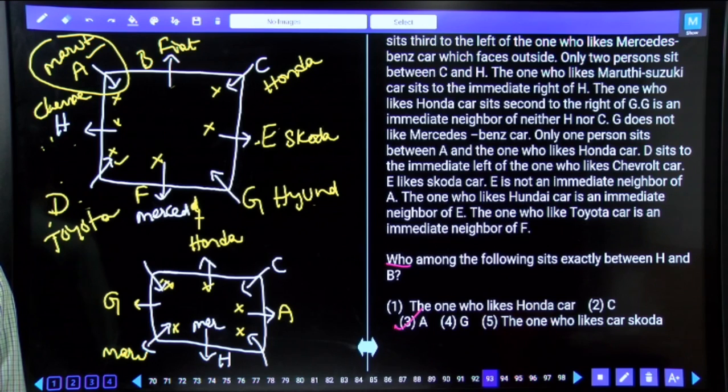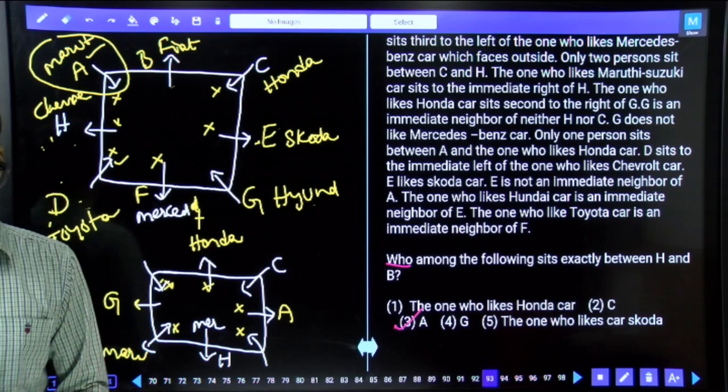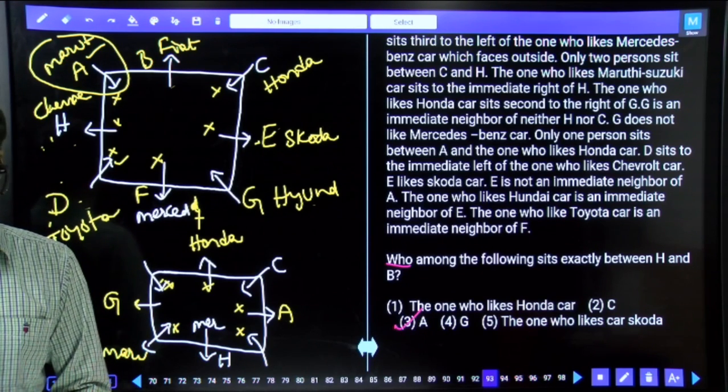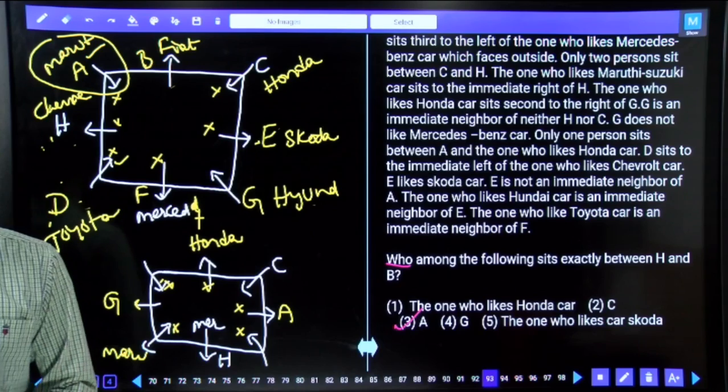Yes, please try to solve with that method, the tick and cross method. First, try to solve with the help of circles, Venn diagrams. Once you get that clarity, then try to work this out with the help of tick and cross. Okay?